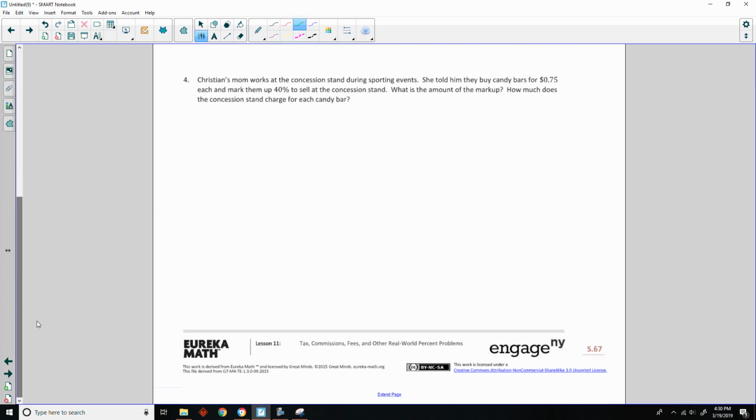Number 4. Christian's mom works at the concession stand during sports events. She told him they buy candy bars for 75 cents each and mark them up 40% to sell to the concession stand. What is the amount of the markup, and how much does the concession stand charge for each candy bar?